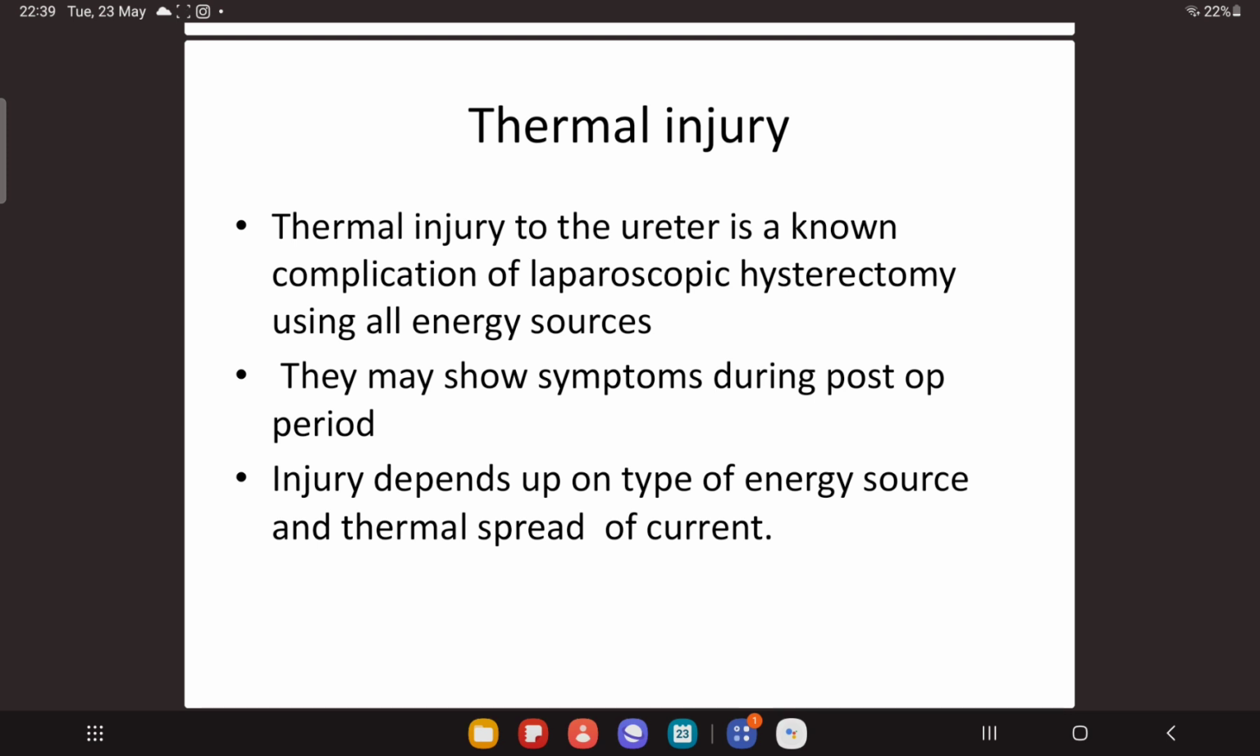The worst part of these kinds of injuries is that they are not generally identified on the table. They will come after 3-4 days or after a week of surgery, when the patient will come to you with symptoms like pain in the abdomen or persistent leaking of urine through the vagina. You should be able to identify what kind of injuries are happening in the operation theater. You should be able to prevent those kinds of injuries.